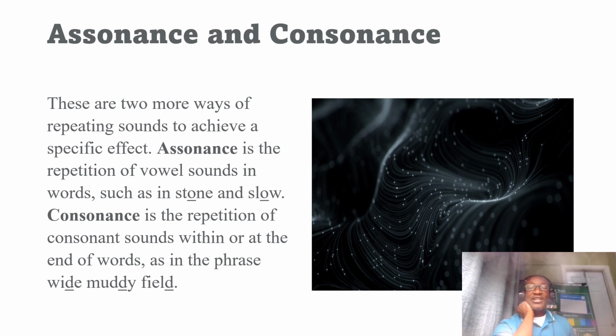Assonance and consonance. These are two more ways of repeating sounds to achieve a specific effect. Assonance is the repetition of vowel sounds in words, such as in stone and slow. Consonance is the repetition of consonant sounds within or at the end of words, as in the phrase wide, muddy field.